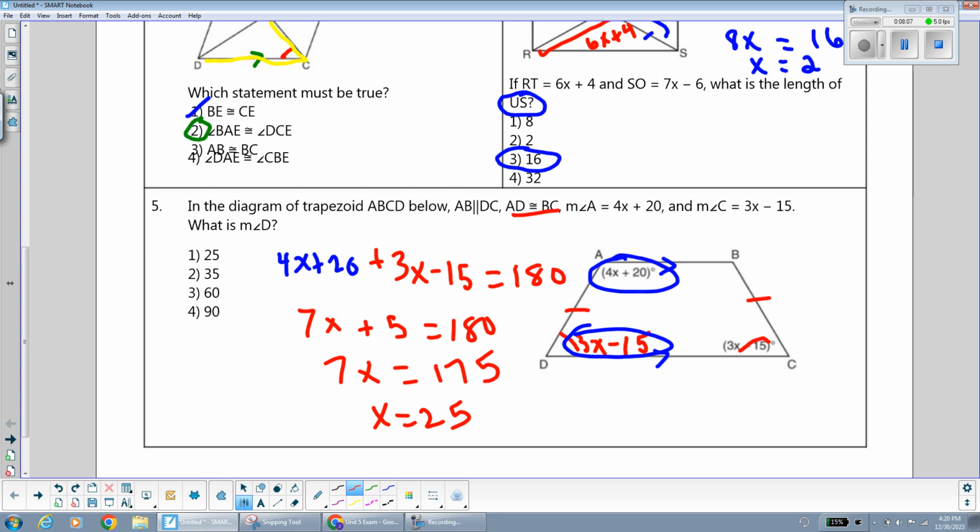Once again, the x value is always an answer choice, but they're not asking for the x value. They're asking you to plug in for the measurement of angle D. So that would be 3 times 25, which is 75, minus 15, which is 60. So 60 is the measurement of angle D.